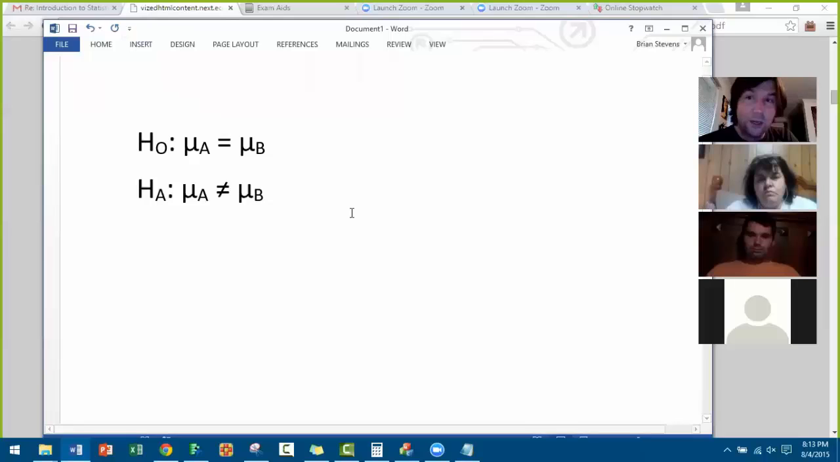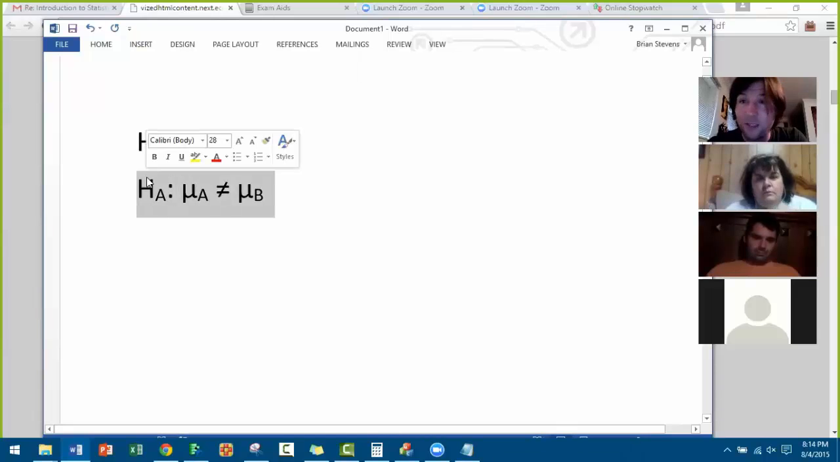The notation right here is very important because mu is the true mean. We're going to see sample means, which are our best guess at the truth. These are the true means. The true mean of store A equals the true mean of store B. And we're going to investigate this. Our null is that they're equal. Well, let's just start out assuming they're equal and see if we can find evidence of a difference. That's what we're trying to examine.